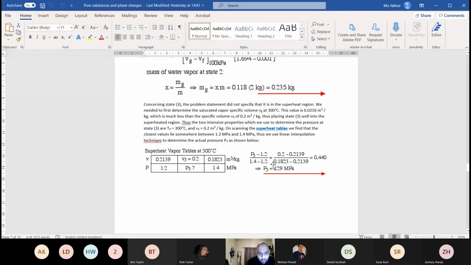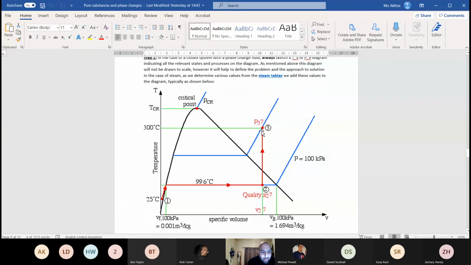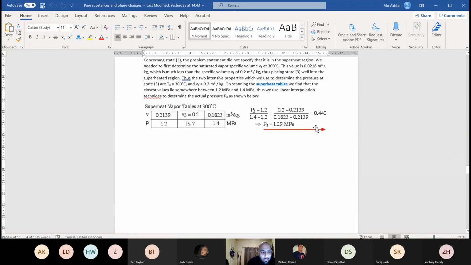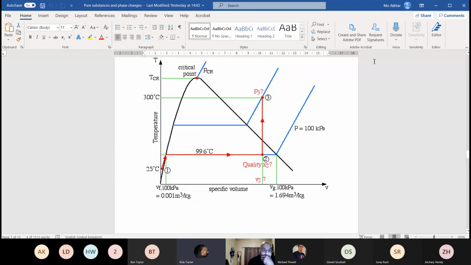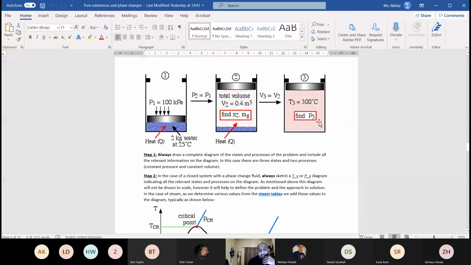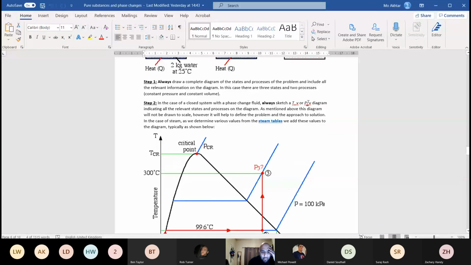Okay, so I'm going to go back onto the screen. I've put everything into here. So therefore, you get your y value, which in this case, because this is MPa, you put MPa at the end. So it's 1.29. You can put that now in there. That pressure line there is 1.29 megapascals. Does that make sense, everyone? What I've done basically is calculate the pressure inside there. The pressure inside there, P3, is 1.29 megapascals.